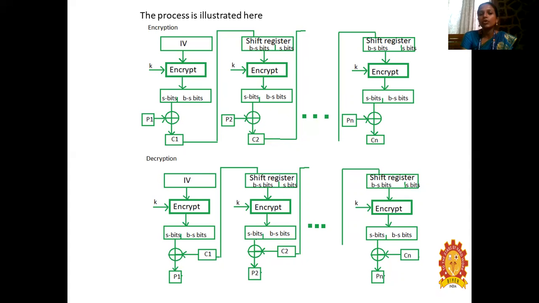Next, we are going to take the output, that means the first block output, and give it as the input of the shift register. The shift register, we know, is 64 bits. We give this output to the shift register, that means the shift register is 64 bits, which is encrypted with the help of the key. Then here also it produces S bits. This output will be given to the XOR with the plain text P2. It produces the ciphertext, that means C2.